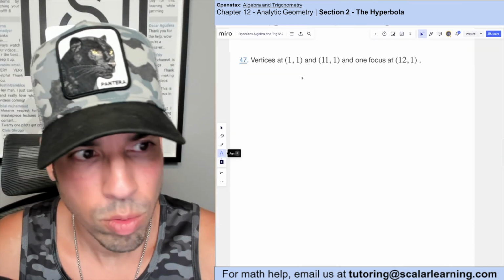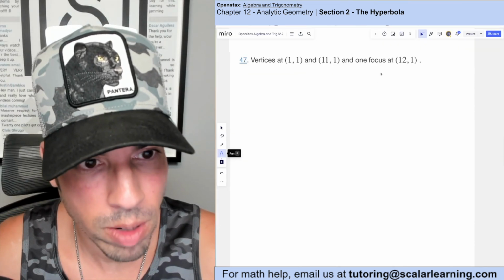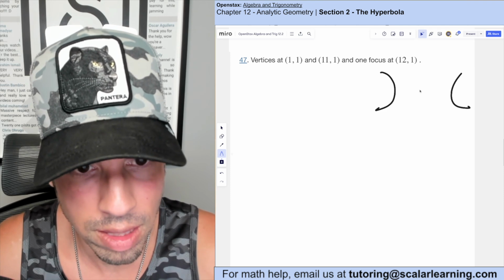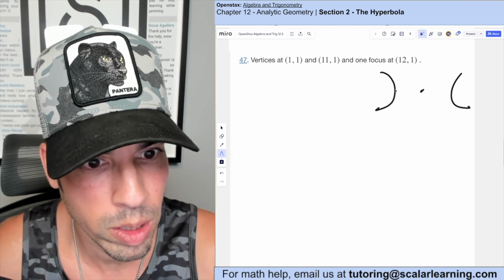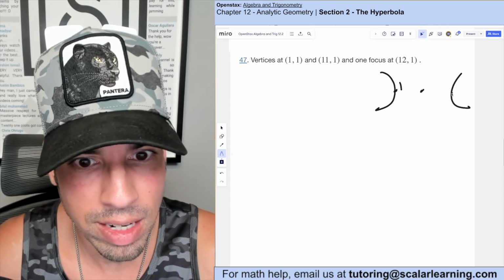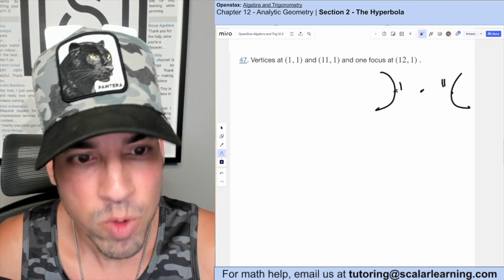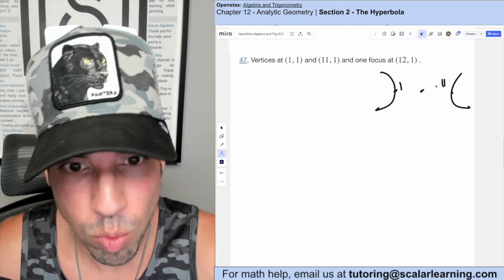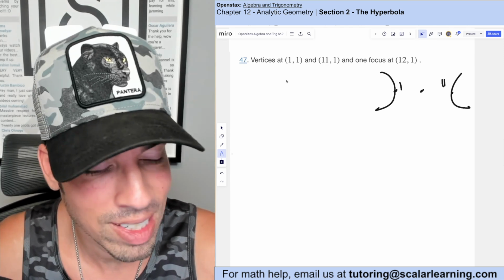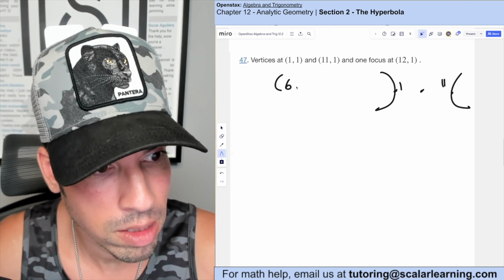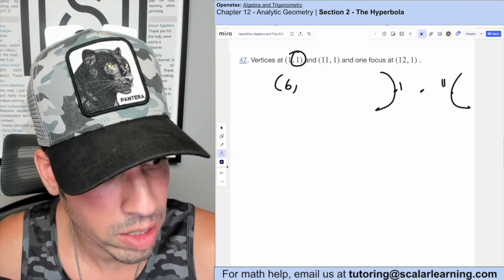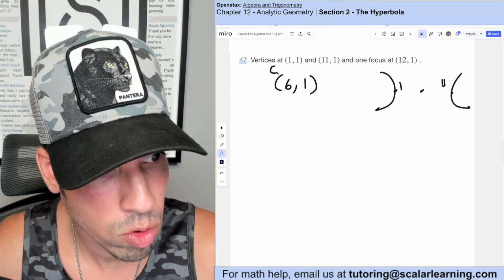Done. So this one, we got vertices going left and right, right? So we know it's going to be going like this. And our center is going to be in between that 1 and that 11, right, for the x values. So what's in between 1 and 11? Let's take the average. 1 plus 11 is 12, divided by 2 is 6. So I know that my center is at 6, and then we're keeping that same 1 coordinate. So that's my center.